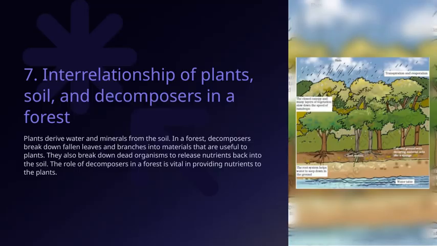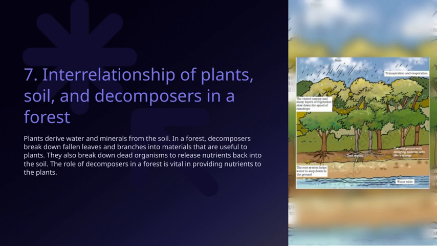Let's talk about the fascinating relationship between plants, soil, and decomposers in a forest ecosystem. Plants rely on the soil to get water and essential minerals they need to grow and thrive. In a forest, decomposers play a crucial role. They break down fallen leaves, branches, and even dead organisms, transforming these materials into nutrients that plants can readily use. This process is vital because it recycles nutrients back into the soil, maintaining a healthy and balanced environment.